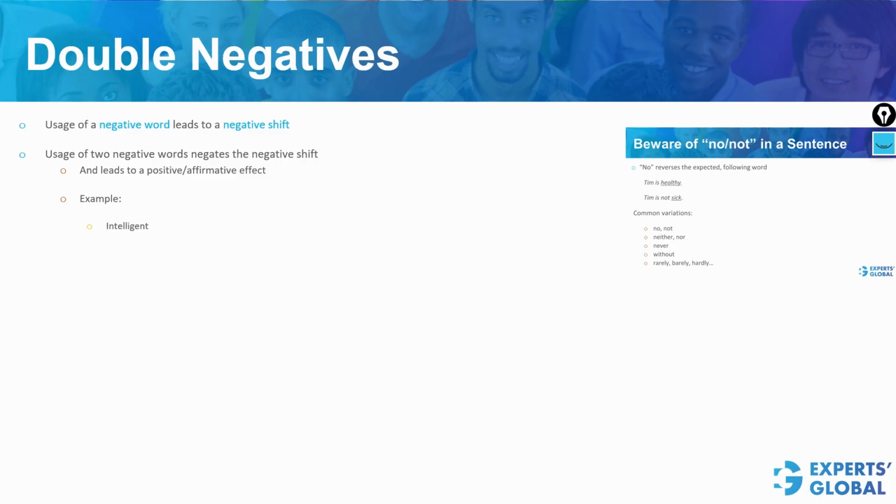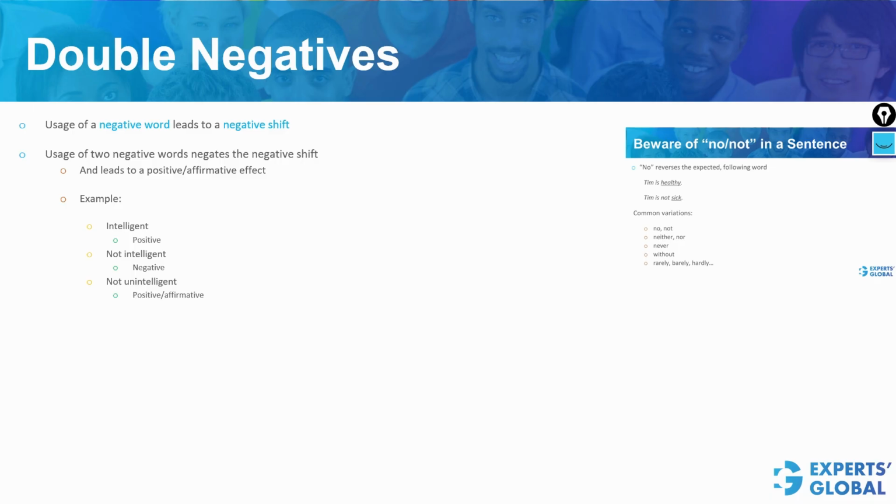For example, intelligent is a positive word. If we add a not to it, a negative word, not intelligent becomes negative. However, if we make intelligent also a negative word and thereby change the phrase not intelligent to not unintelligent, now you see this is double negatives. This has a positive or affirmative meaning.